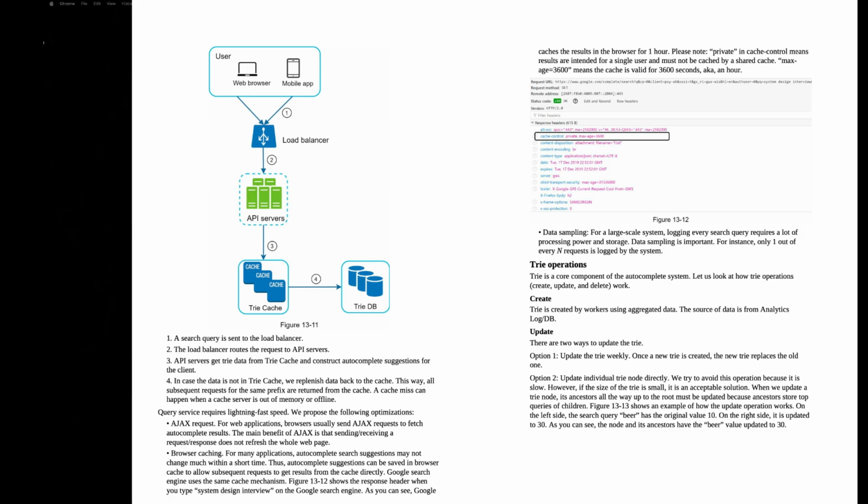Let's read what is mentioned here. It's sent to the load balancer, then it routes to API servers. If the data is there in the cache, it returns it. We replenish it back into the cache if a cache miss happens, when a cache server is out of memory or offline. For the cache, they haven't mentioned what they will use.